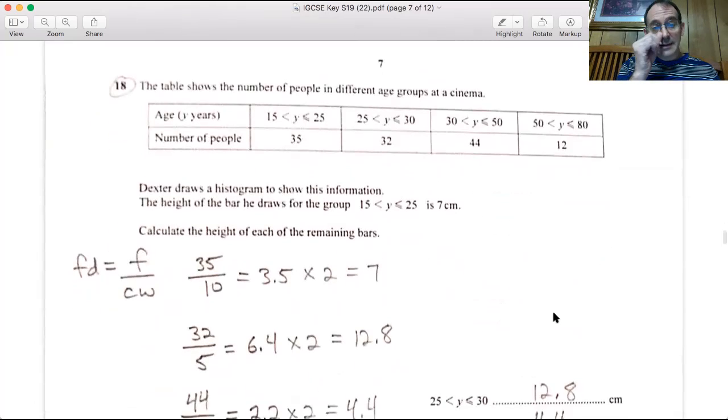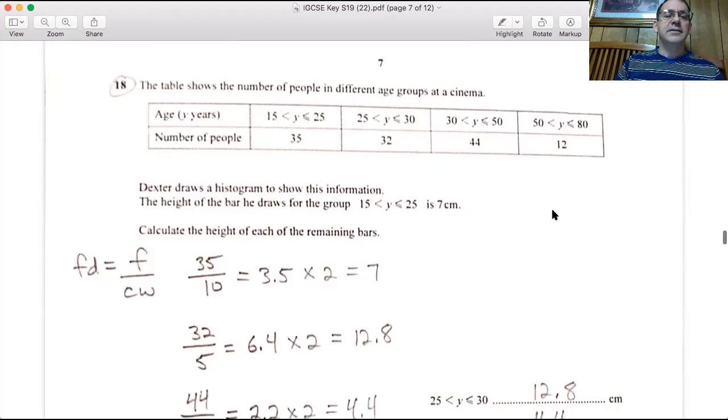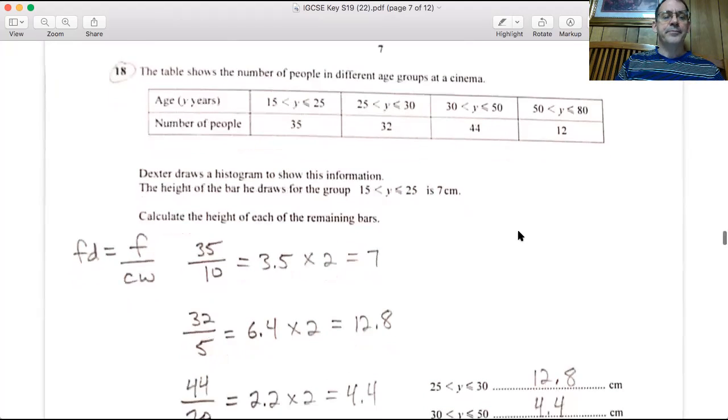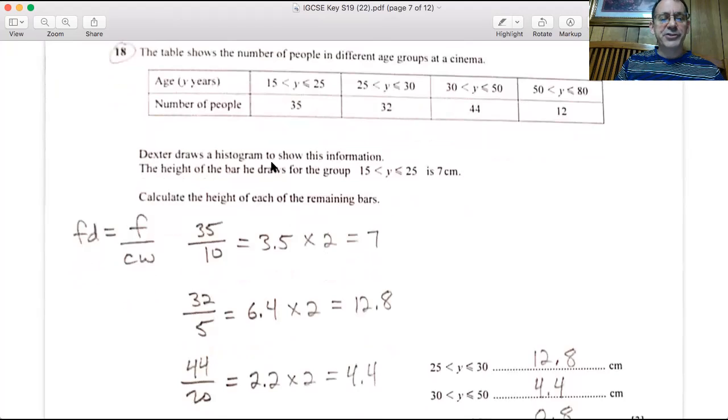Moving on, number 18, we have a table, shows number of people in different age groups at a cinema. So here we have our groupings, our classes and boundaries here by ages. The age from 15 to 25, 25 to 30, 30 to 50, 50 to 80. And then here's the number of people, 35, 32, 44, and 12. That's the frequency.